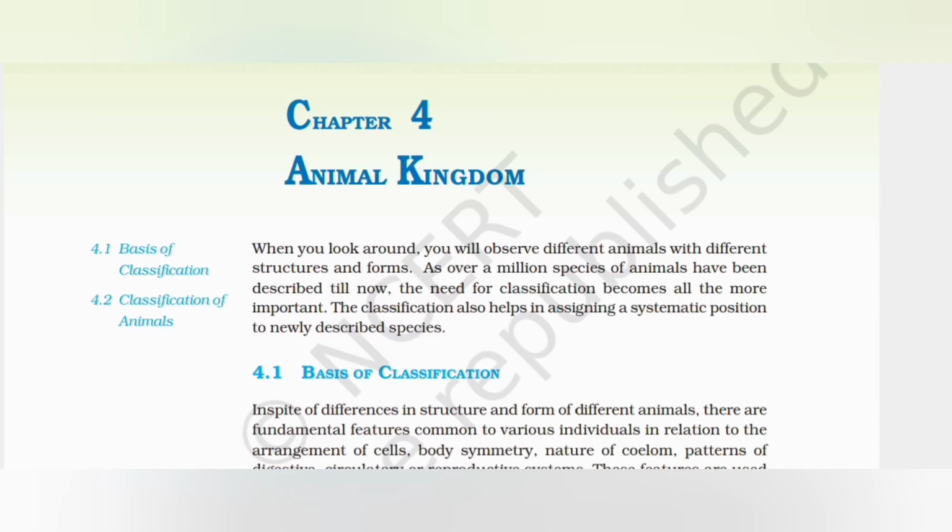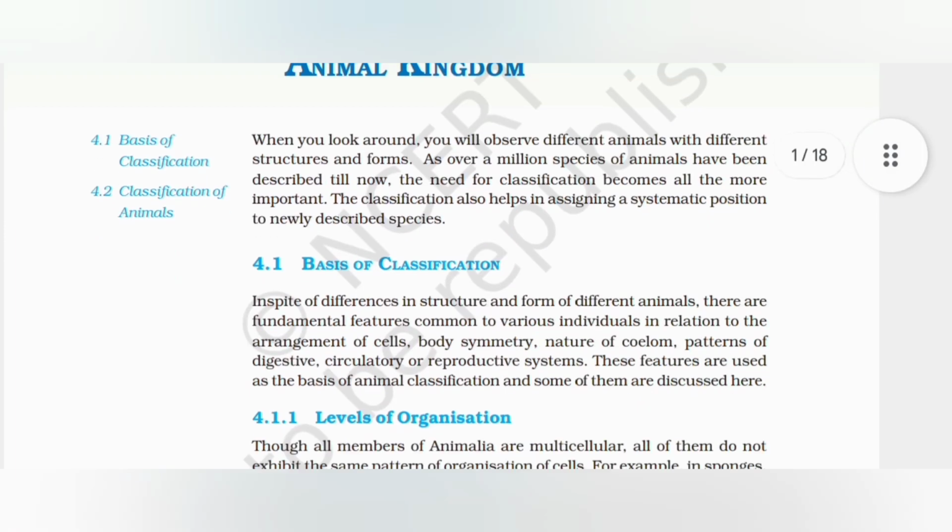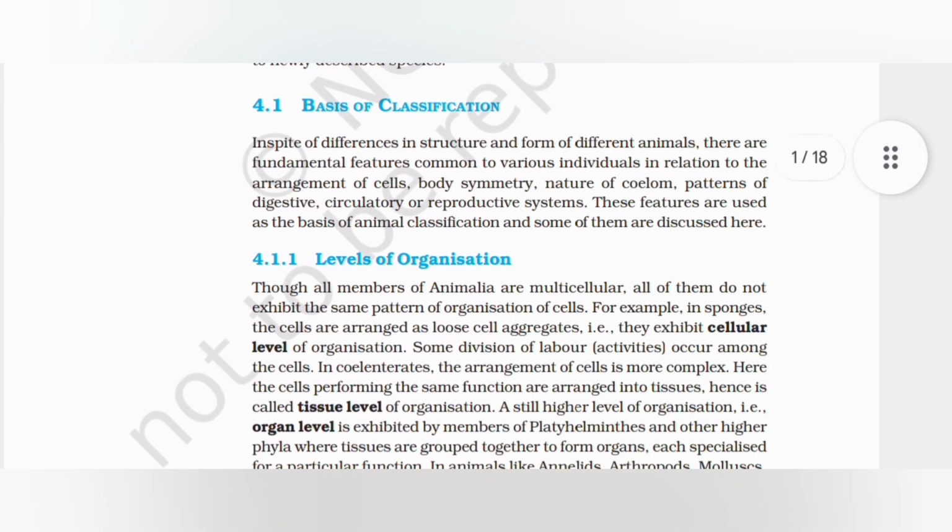Chapter 4 Animal Kingdom. When you look around you, you will observe different animals with different structure and form. As over a million species of animal have been described till now, the need for classification becomes all the more important. The classification also helps in assigning a systematic position to newly described species. 4.1 Basis of classification.